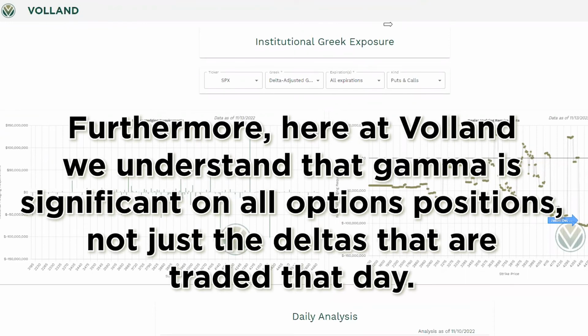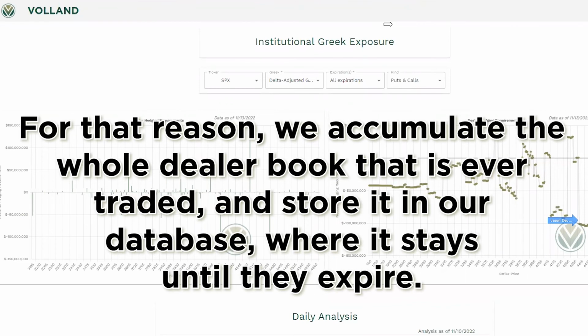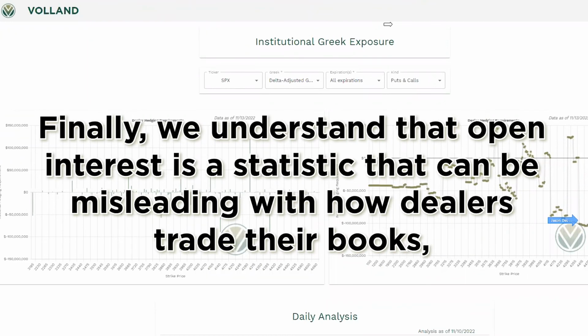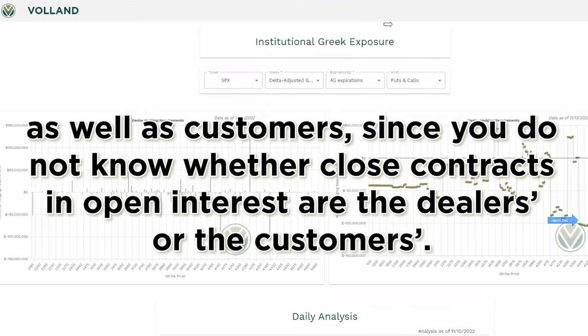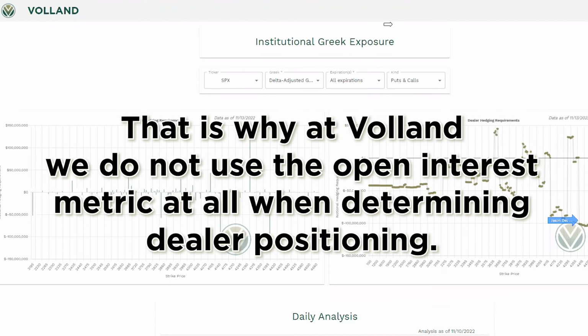Furthermore, here at Volland, we understand that gamma is significant on all options positions, not just the deltas that are traded that day. For that reason, we accumulate the whole dealer book that is ever traded and store it in our database, where it stays until they expire. Finally, we understand that open interest is a statistic that can be misleading with how dealers trade their books, as well as customers, since you do not know whether closed contracts and open interest are the dealers or the customers. That is why at Volland, we do not use the open interest metric at all when determining dealer positioning.